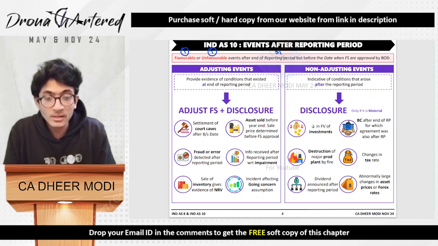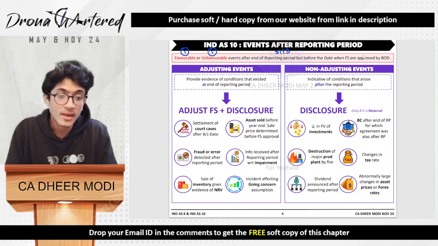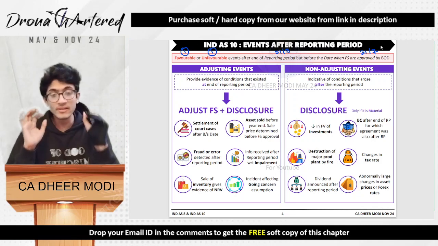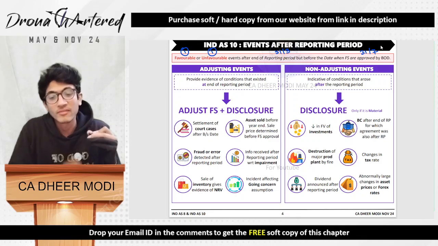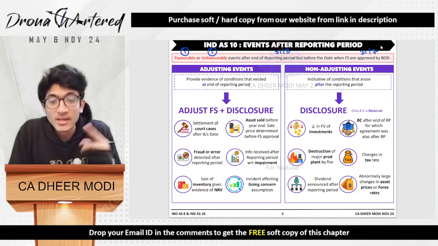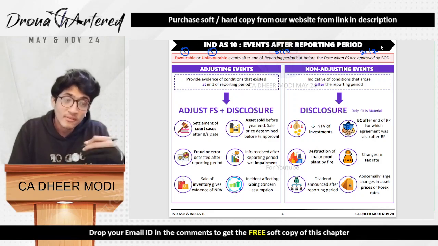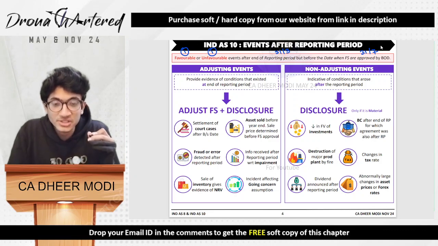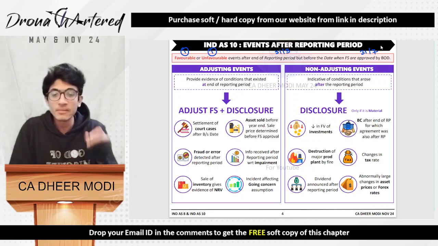So our reporting period ends 31st March, and our date of approval in this case was 31st July. Any events between this period are called events after reporting period. Now there are two types of events. First is your adjusting events, and second is your non-adjusting events. That means certain events we will give adjustment to in the balance sheet, while some events will be ignored, that is, no effect will be given in the balance sheet.